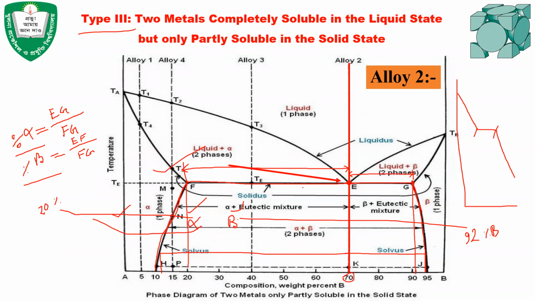But when the temperature drops, then the tie line will also drop. Let's say it is at this temperature, then the tie line will drop and the chemical composition changes, as well as the percentage of alpha and beta will also change. How can we determine that? We have to find out this length to find out the percentage of alpha, and we have to find out this length to find out the percentage of beta. Okay, it is similar. Any question in the case of alloy 2?